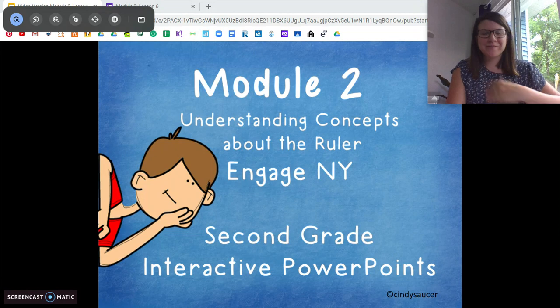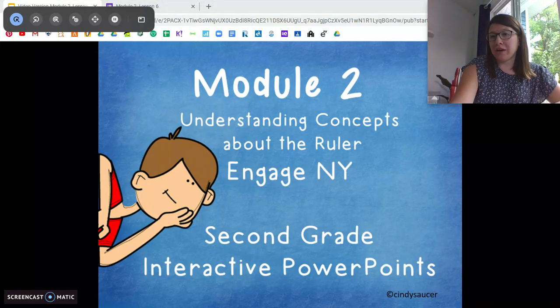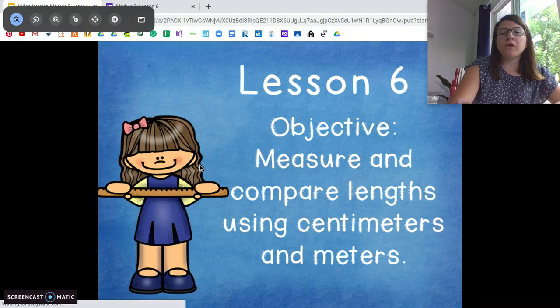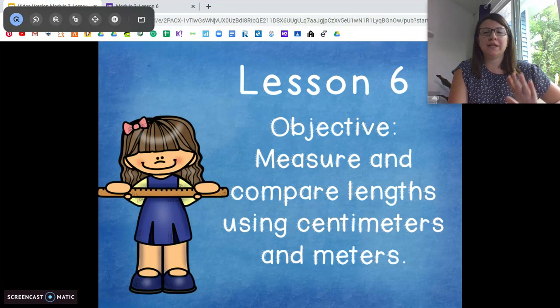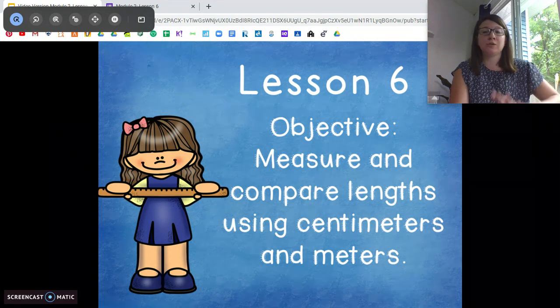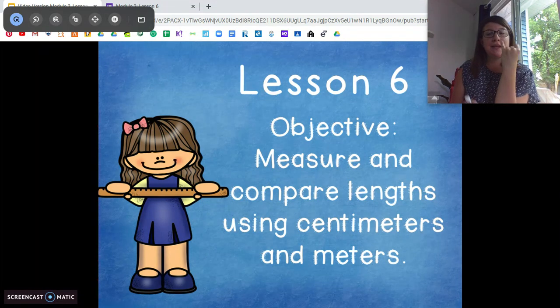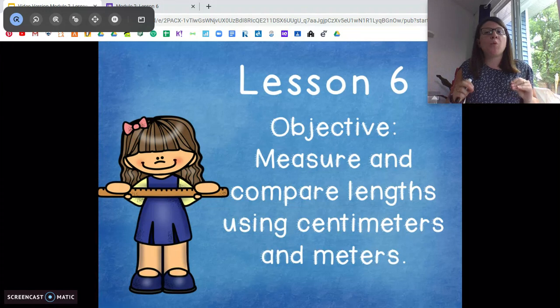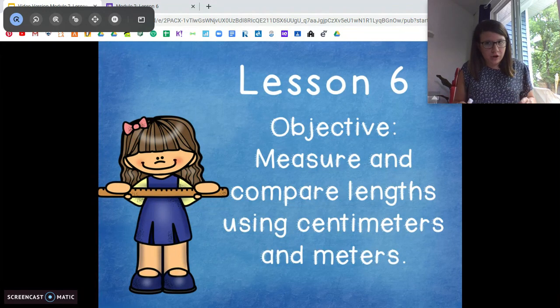I'm Miss Diorio from Citizenship Academy, and we are working on Module 2 with measurement, and we're on Lesson 6. So our goal today is to measure and compare lengths using centimeters, which are the size of your pinky, and meters, which are 100 centimeters long. So 100 pinkies, that's a meter.